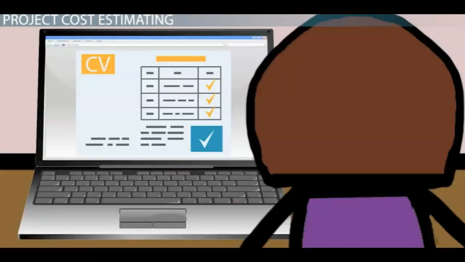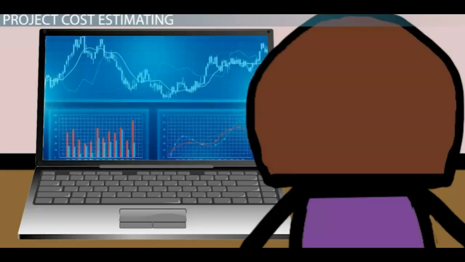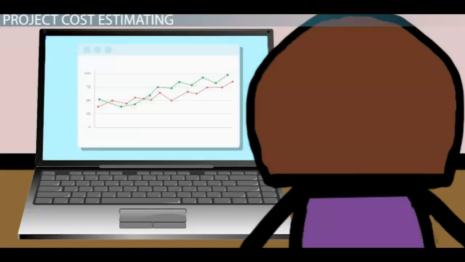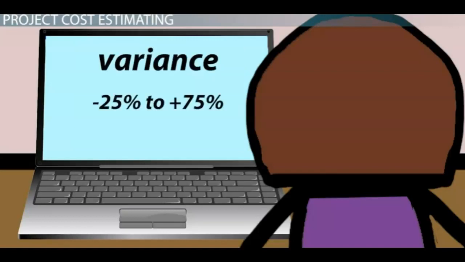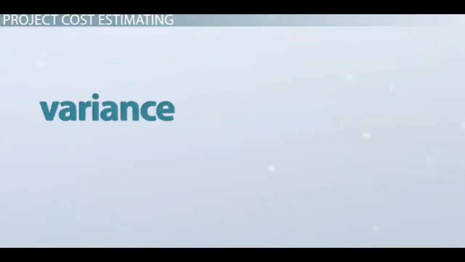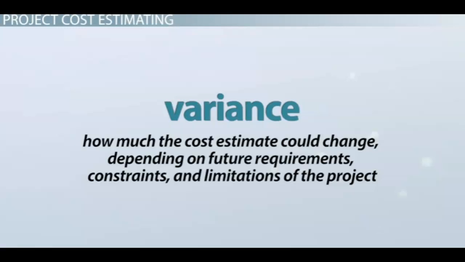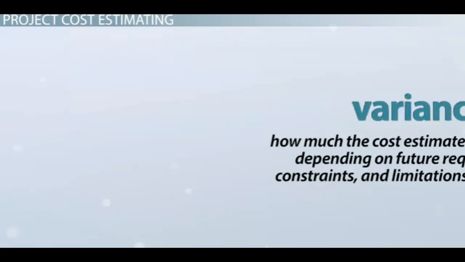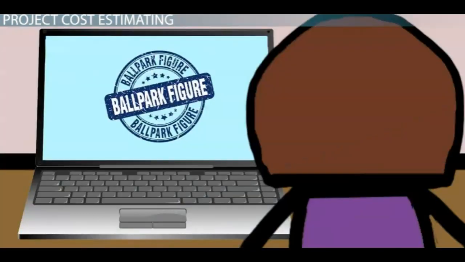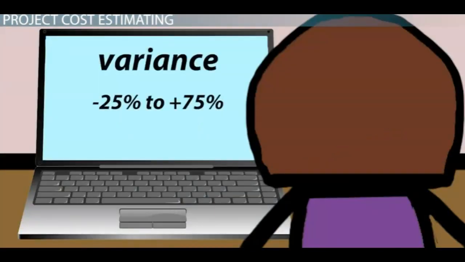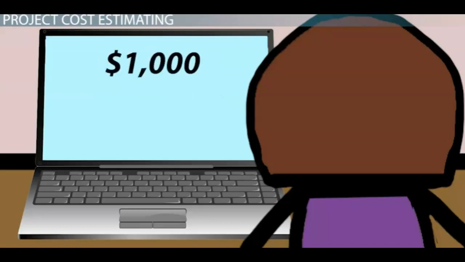Many times, before a budget is approved, a detailed work breakdown with associated costs is done to provide a very accurate cost estimate. Cost estimate accuracy is shown by the variance in the estimate. Variance is how much the cost estimate could change, depending on future requirements, constraints, and limitations of the project. For example, ballpark figures often have a variance of minus 25% to plus 75%. This means an estimate of $1,000 could actually cost from $750 to $1,750.